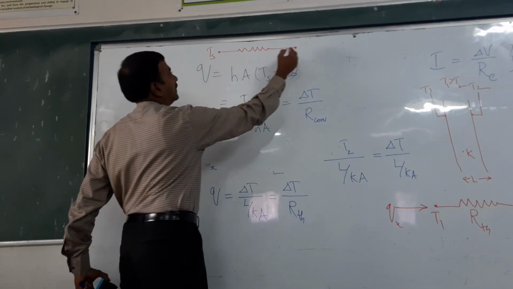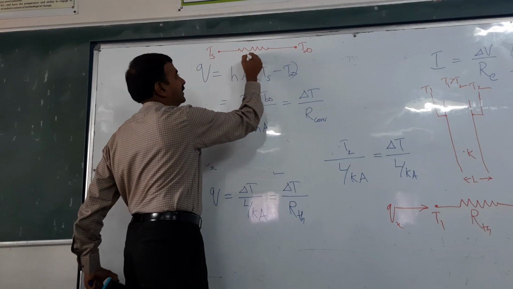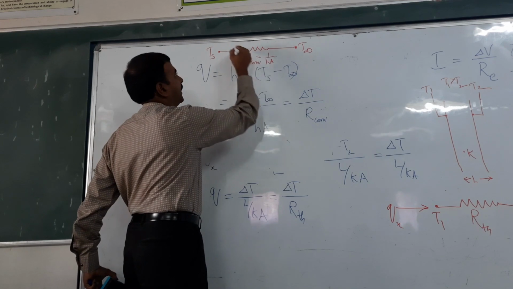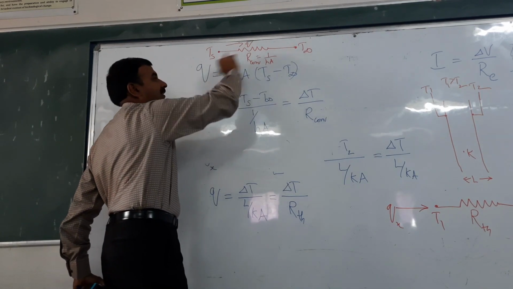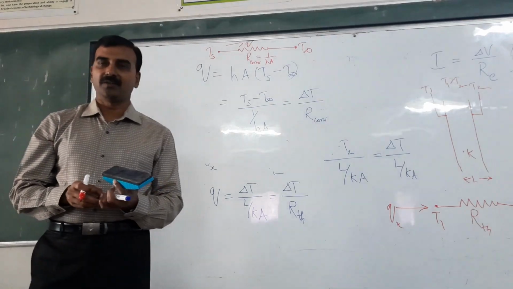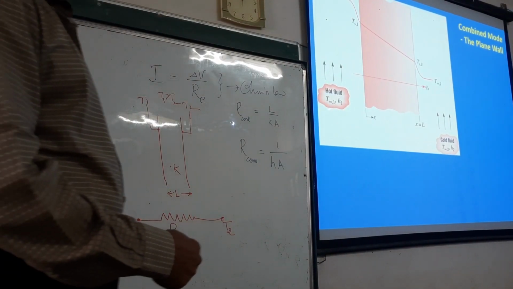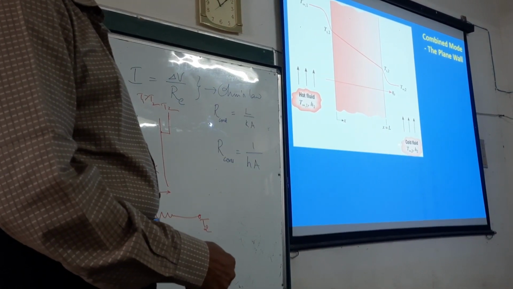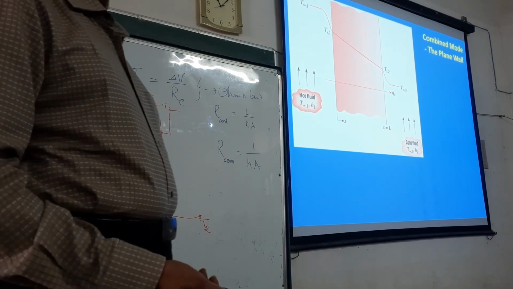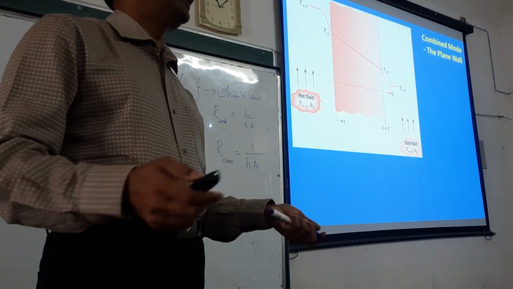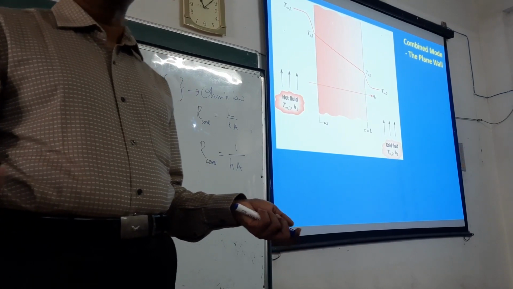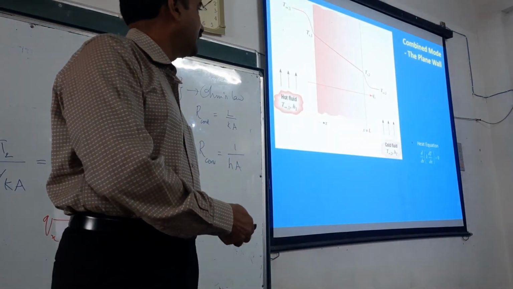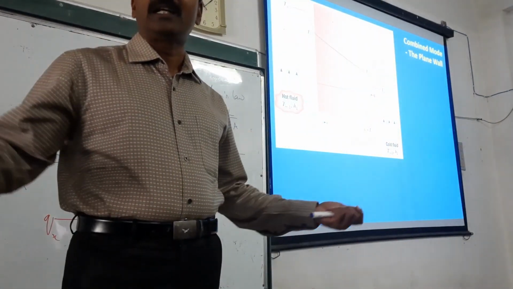Ts, T infinity, and this is our convective resistance, which is 1 by hA, and the heat is flowing in this positive x direction, separating two fluids. On one side, hot fluid, and on the other side, cold fluid. Just imagine this room is air conditioned in hot summer conditions. So now inside it's cold, and outside it is hot.